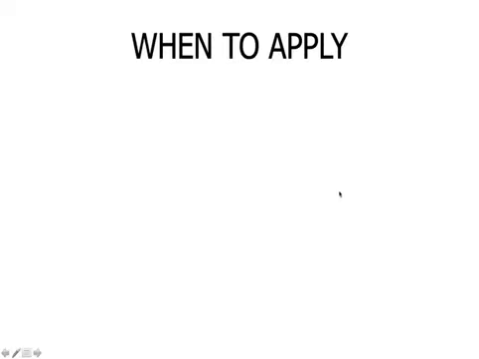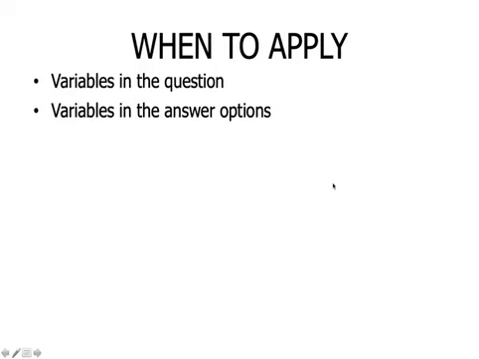Picking numbers is an incredibly useful strategy, especially if you're the kind of person who does not actively enjoy doing algebra. Though I don't know if there are that many people who actively enjoy doing algebra. All right, so this strategy is particularly applicable when you're dealing with questions that have variables in the question stem and variables in the answers.